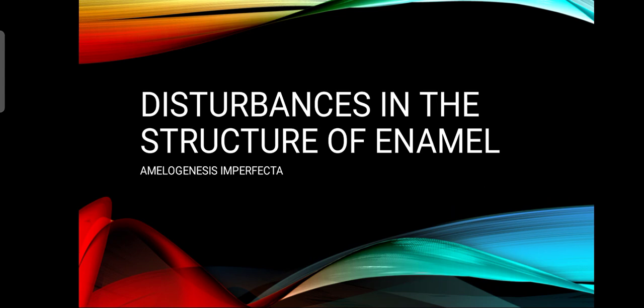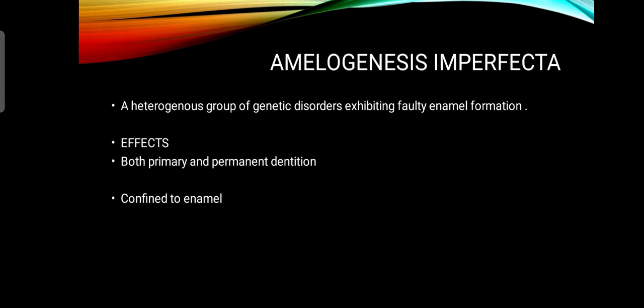Today we will discuss the disturbances in the structure of enamel, and our topic for today is amelogenesis imperfecta. Amelogenesis imperfecta is a heterogeneous group of genetic disorders exhibiting faulty enamel formation. So it is a complicated group of conditions in which there is a fault in one of the stages of the development of enamel.